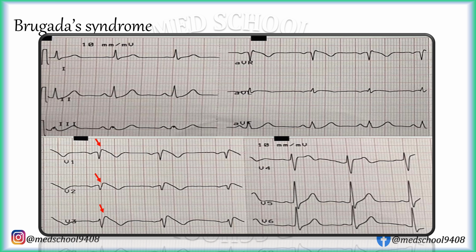There is pronounced J point elevation more than 2 mm from baseline in lead V1, V2 and V3. ST segments are coved type and T waves are inverted. All these features are classical of Brugada syndrome type 1. Such patients should be advised an implantable cardioverter defibrillator, as they are prone to sudden cardiac death due to development of ventricular tachycardia and ventricular fibrillation.